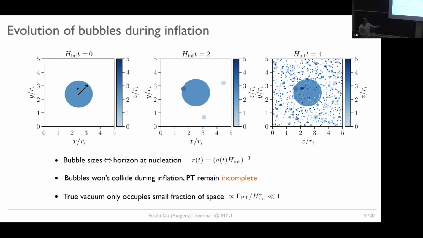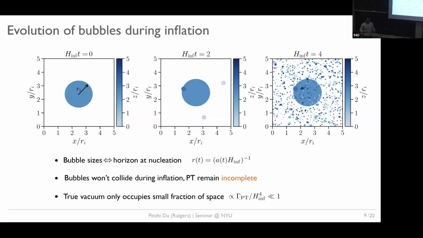Even at a much later time, we get more and more bubbles. They are not overlapping with each other, so the phase transition does not complete. And you can also estimate the fraction of the space occupied by bubbles, that is, the fraction of true vacuum in that space, which is proportional to the same parameter, gamma over Hubble to the 4th, which is much smaller than 1.